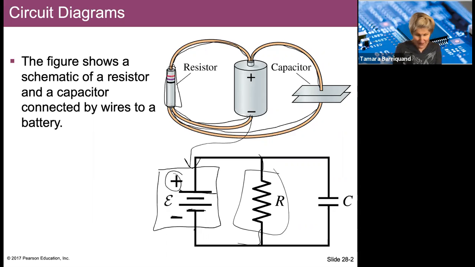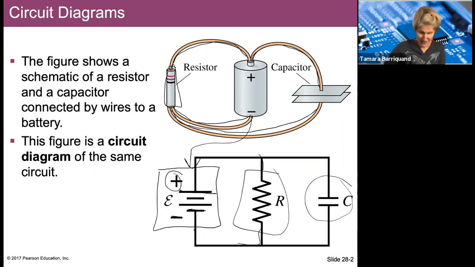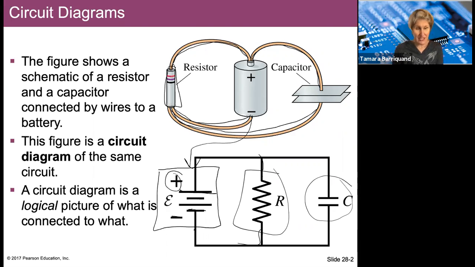So that's why it is drawn right here, where it's connected to both the positive and the negative sides of the terminal. And the capacitor was also connected directly to both the positive and the negative sides of the battery. And so this is a circuit diagram of the exact same circuit. And a circuit diagram is just a logical picture of what is connected to what. So we can use different circuit diagrams with different elements of them.